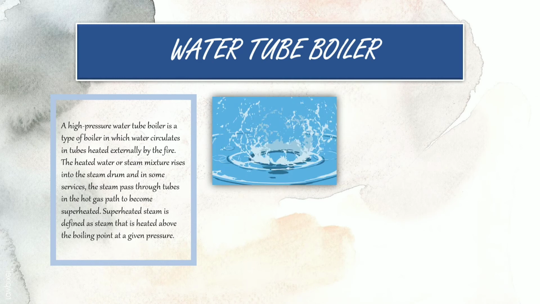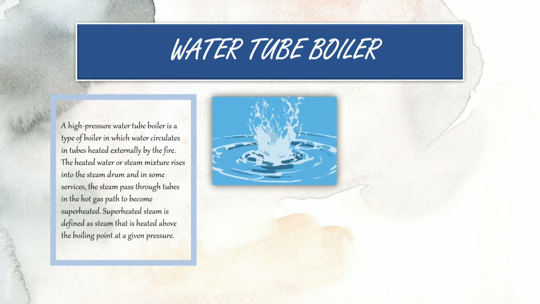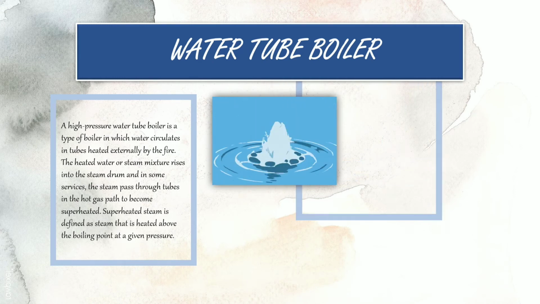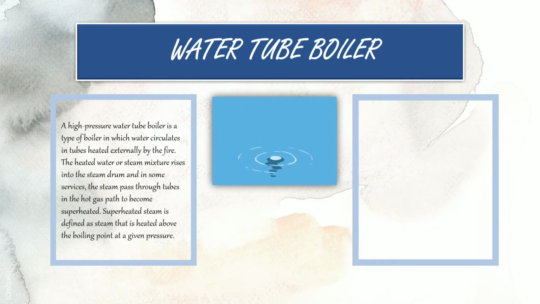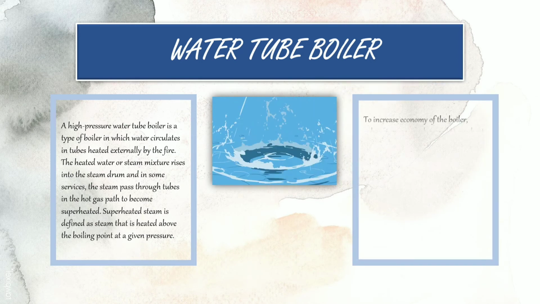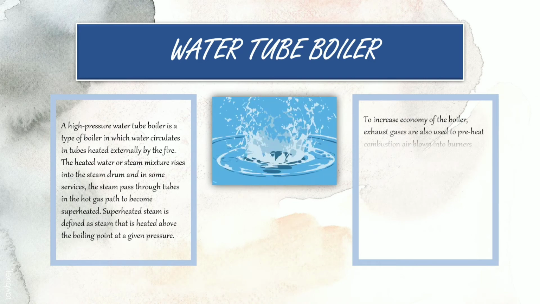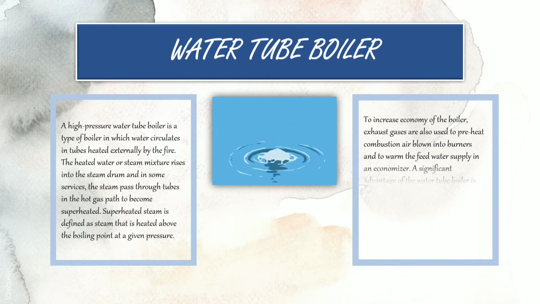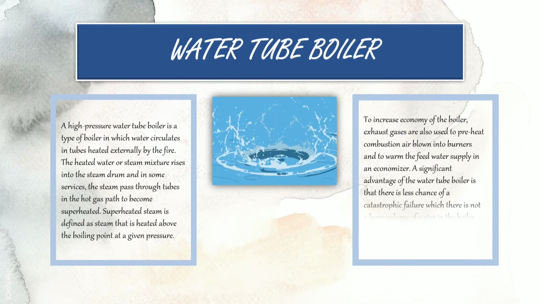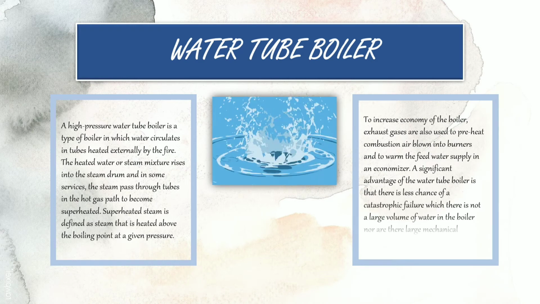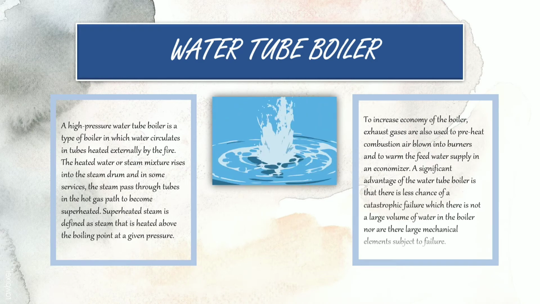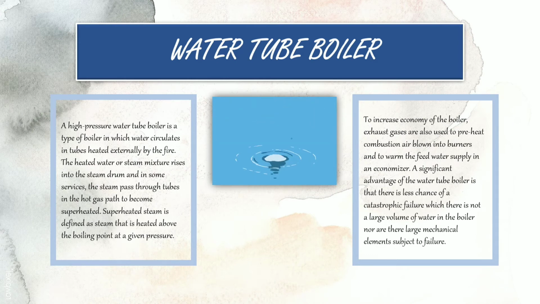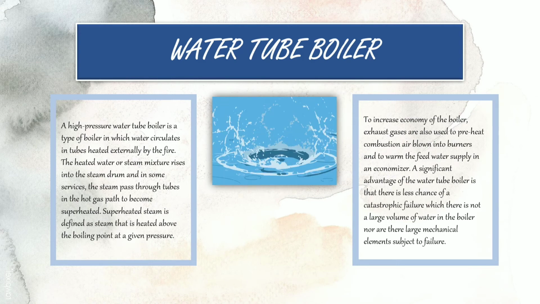Superheated steam is defined as steam that is heated above the boiling point at a given pressure. To increase the economy of the boiler, exhaust gases are also used to preheat combustion air blown into burners and to warm the feed water supply in an economizer. A significant advantage of the water tube boiler is that there is less chance of a catastrophic failure, as there is not a large volume of water in the boiler, nor are there large mechanical elements subject to failure.